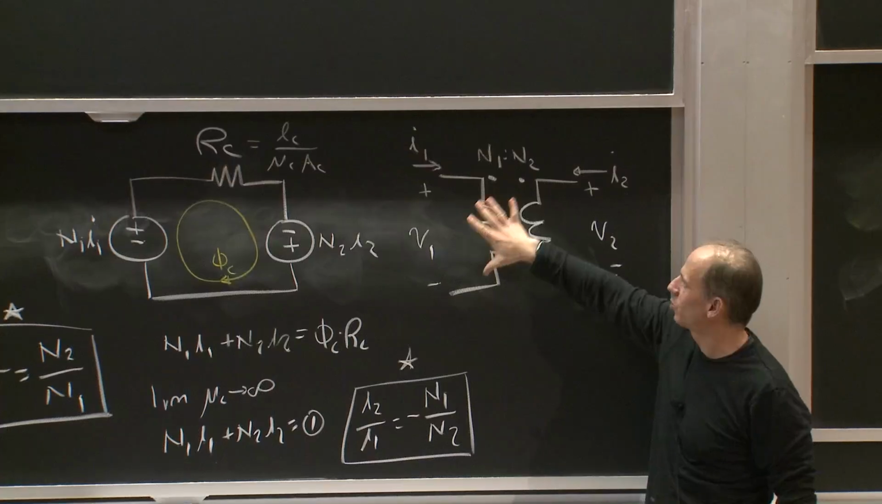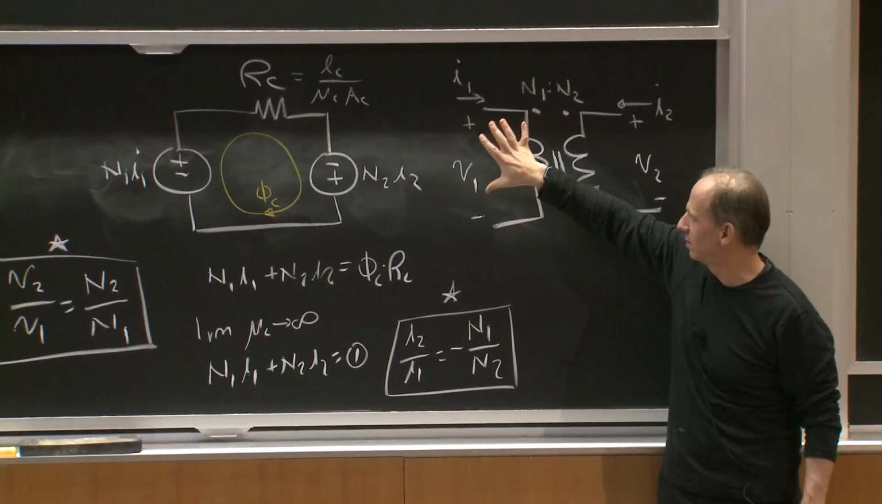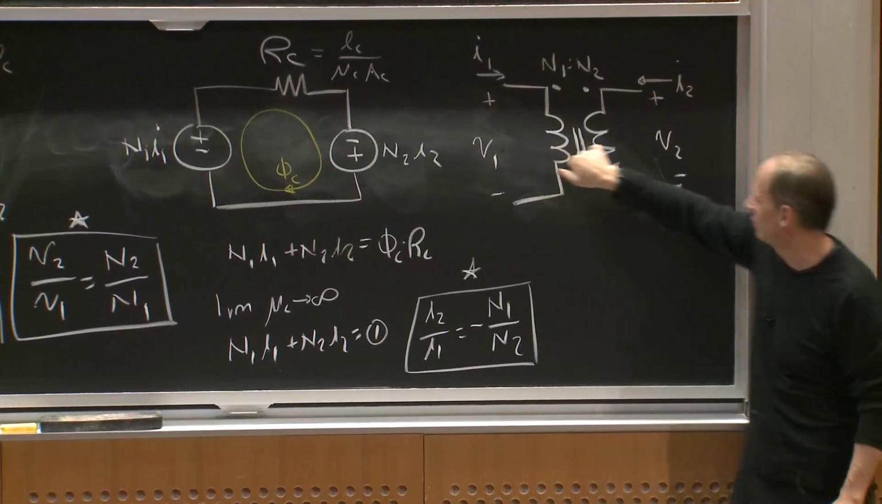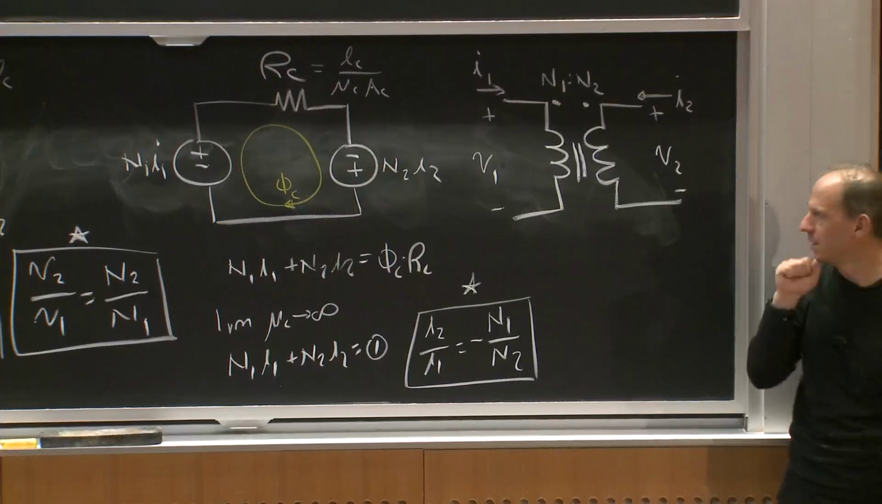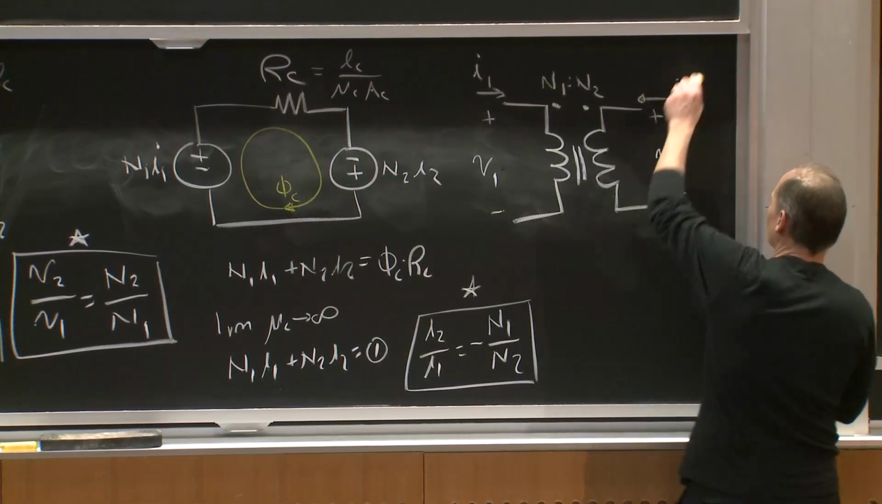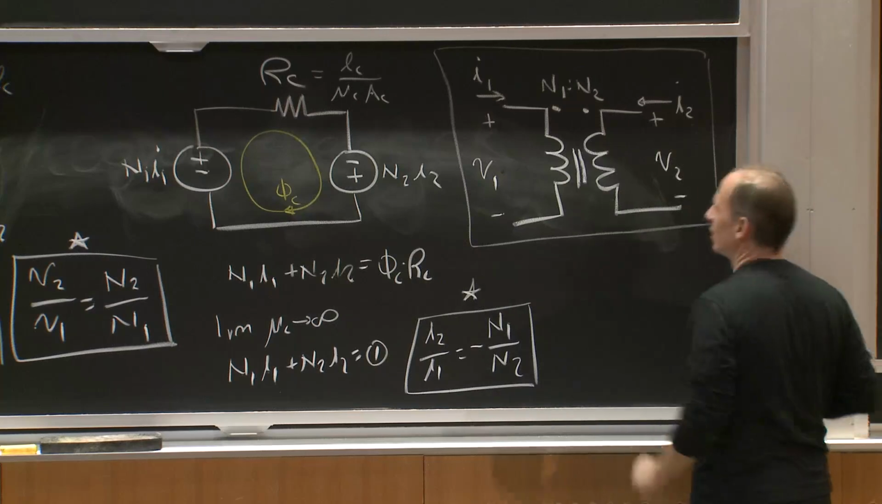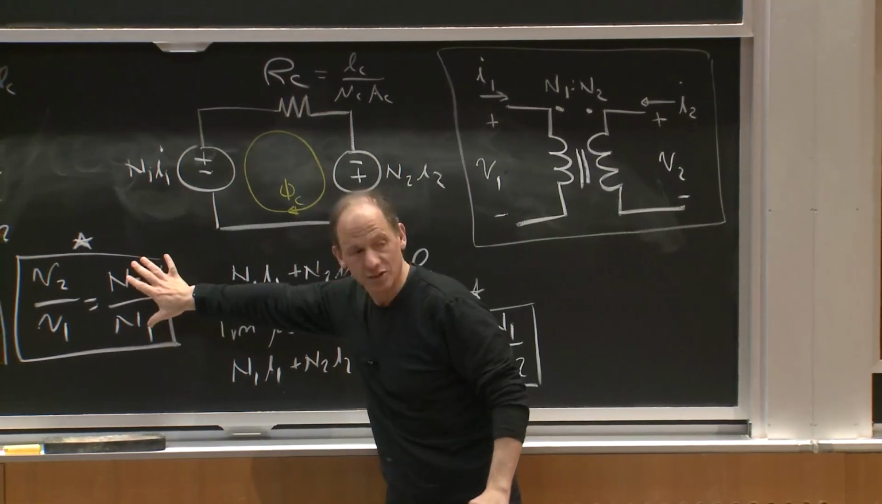Okay, so this is saying which way is the voltage? Is it positive terminal here and positive terminal here means the sign of V1 and V2 is the same. Okay. So if you see this symbol, very often that's used to designate an ideal transformer that has these relations.